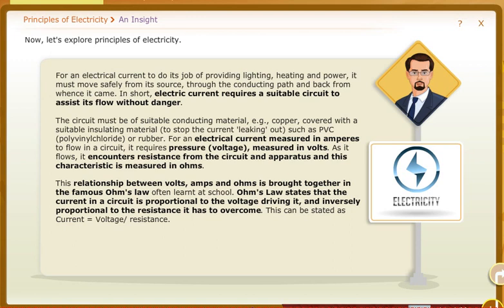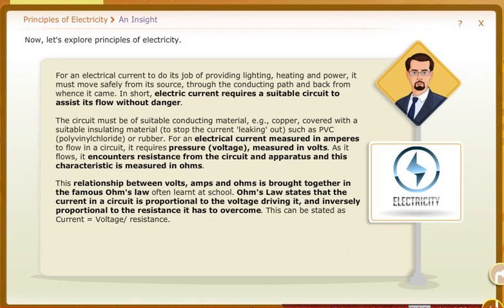The circuit must be of suitable conducting material, for example, copper, covered with a suitable insulating material to stop the current leaking out, such as PVC or polyvinyl chloride or rubber. For an electrical current measured in amperes to flow in a circuit, it requires pressure or voltage measured in volts. As it flows, it encounters resistance from the circuit and apparatus, and this characteristic is measured in ohms.